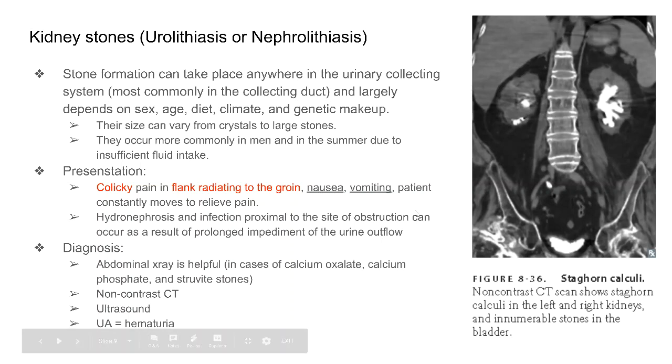So the kidney stone, sometimes people call it urolithiasis, or some people call it nephrolithiasis. Uro and nephro are both names for the renal system. The stone can form anywhere in the urinary collecting system. It can form in the renal calyxes or the renal pelvis. It can go down to the ureters. It can get stuck in the bladder. It can get stuck in the urethra. So you name it, as long as it can pass through it, it can get stuck there.